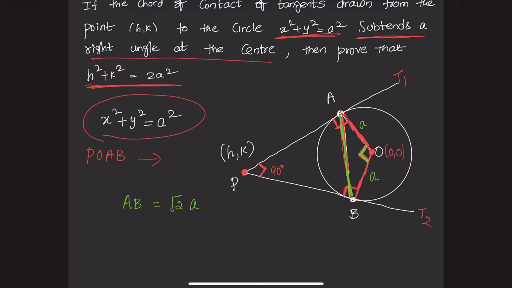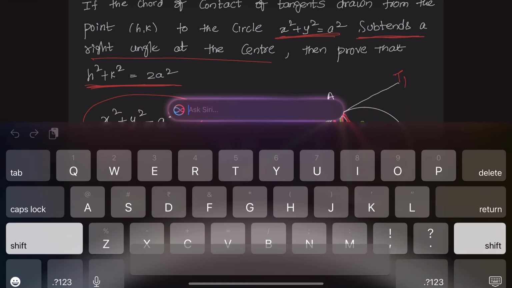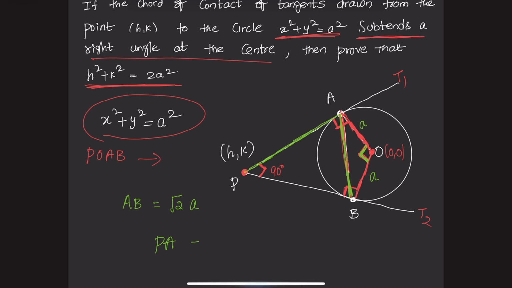Now, let us find out PA. So what is the length of PA? The length of PA is simply square root of S1. We have derived this in the second episode. If you don't know how to derive this, just go there and check. So this is simply square root of h square plus k square minus a square.